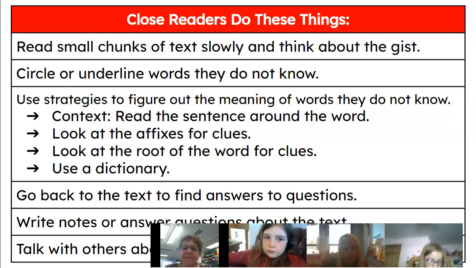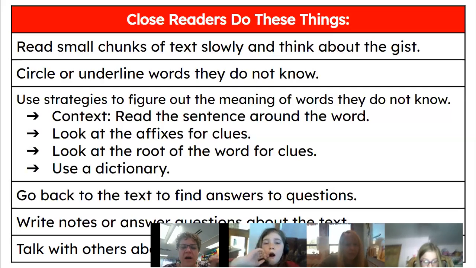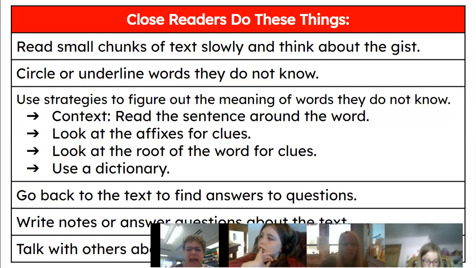We look at the affixes for clues. We look at, is there a prefix like re, means like again, right? Or does it have a suffix at the end that will tell us something more about what that word might mean? Then we look at the root word. Is there a root word in there? What does that root word normally mean? And how does that prefix or suffix change or help that word? And if we're really stuck, we use a dictionary. Today, you probably won't need any dictionaries.